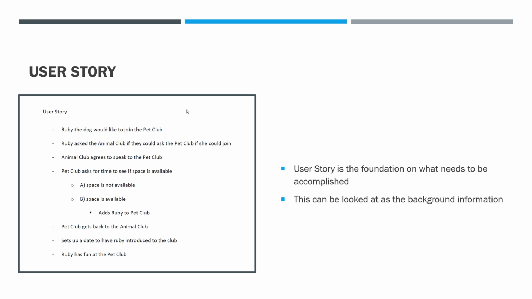User story. A user story is not something that's typically correlated with the UML here, but it is something that you will need to understand how you will set up your code. A user story is basically the foundation of what needs to be accomplished, and this can be looked at as that background information. So for one of my classes, I set up a user story. Now, user stories can really be anything, depending on how you set it up. So this is what I set up.